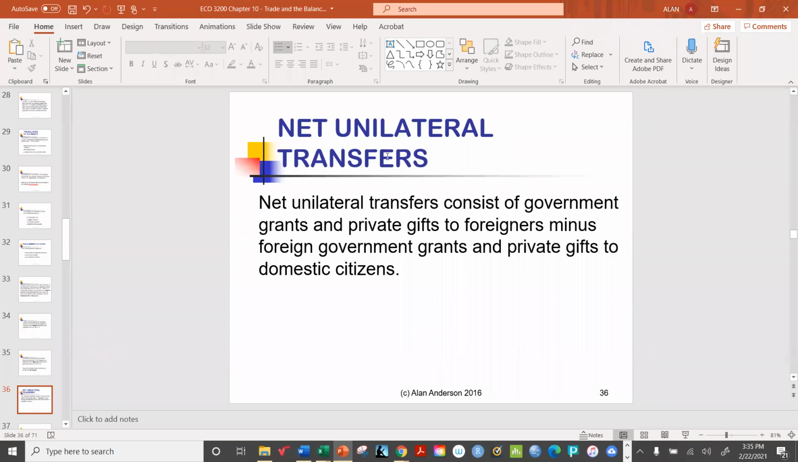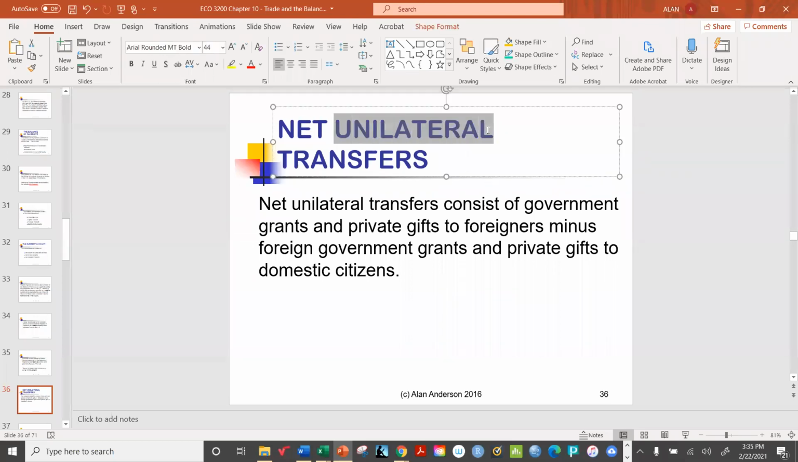But anyway, what does this suggest to you? What does the word unilateral mean? It means one way. So a unilateral transfer means these are gifts, okay? So in other words, when the US government gives foreign aid to other countries, that's a unilateral transfer. If foreigners working in the United States send their wages back home, that's a unilateral transfer out of the country.